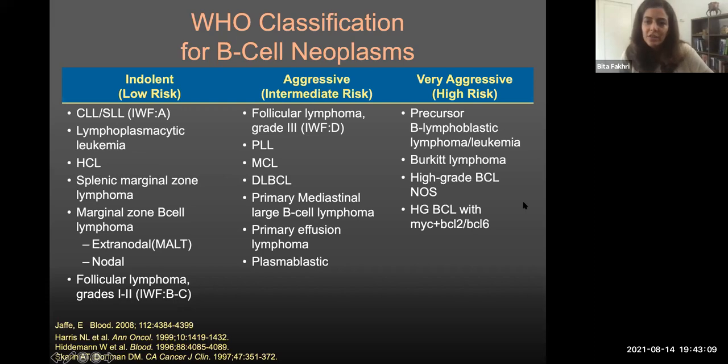And here on the far right, you have very aggressive lymphomas like lymphoblastic lymphoma, Burkitt's lymphoma, and high-grade B-cell lymphoma, NOS, not otherwise specified. And in the 2016 classification of lymphoid malignancies, WHO introduced high-grade B-cell lymphoma with MYC and BCL2 and/or BCL6 gene rearrangement, which used to be called double hit. And just to save time, I'm going to call this entity double hit for the sake of this talk. But the correct nomenclature is high-grade B-cell lymphoma with MYC, BCL2 and/or BCL6 gene rearrangement.